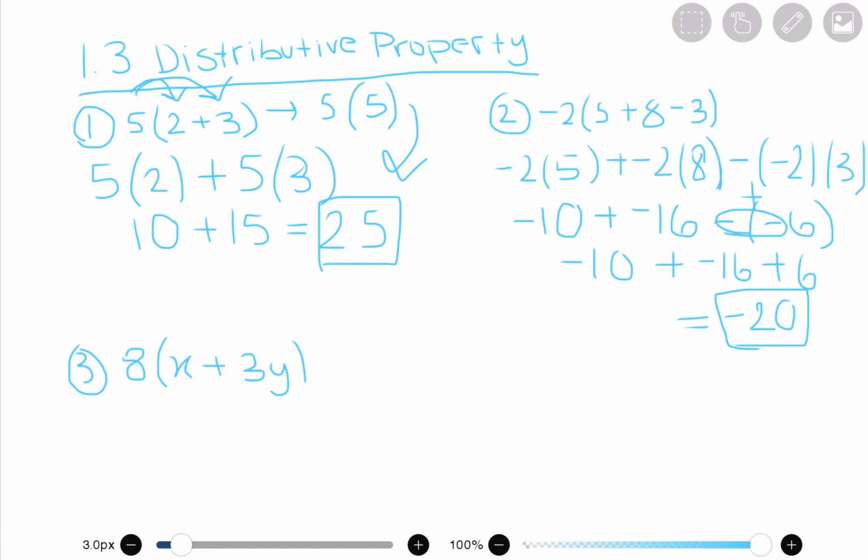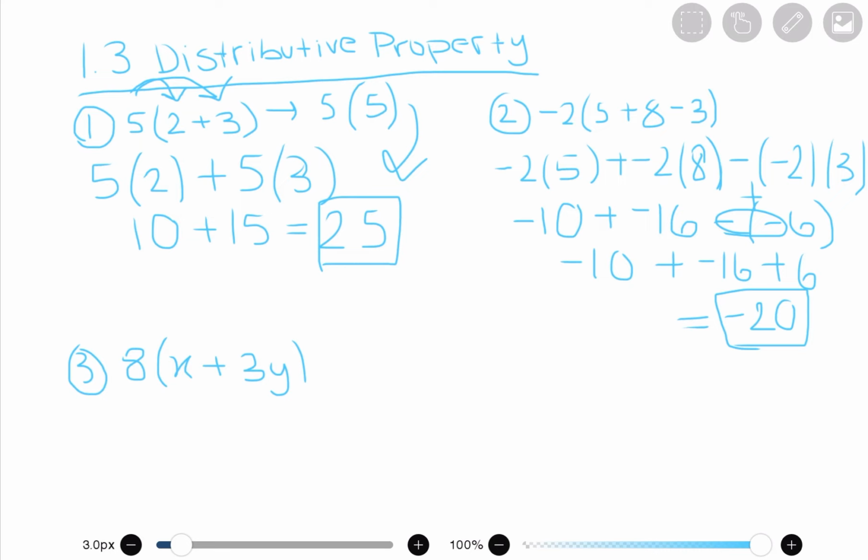But in some cases, like when we have a variable involved, you can't really add the numbers up inside the parentheses if you don't have like bases. For example, if we have the problem 8 times (x plus 3y), we can't add the x to the 3y because these terms don't have like bases, as the variables are different, as you can see.